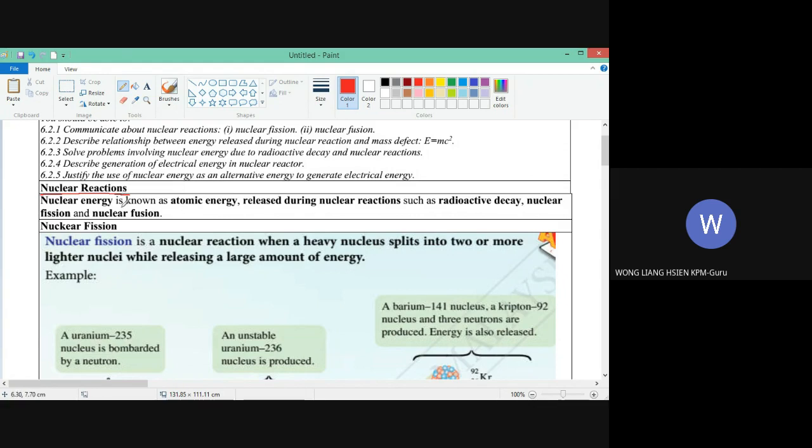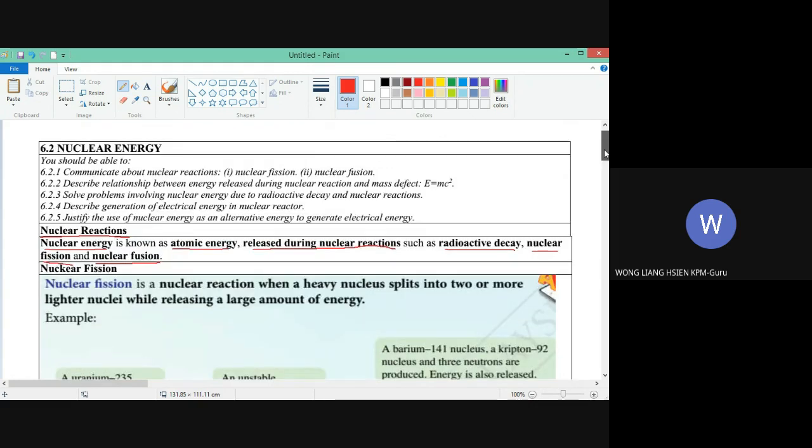Before that, we learn what is nuclear energy. So what is nuclear energy? Nuclear energy is known as atomic energy released during nuclear reaction, such as radioactive decay, nuclear fission, and nuclear fusion. Why do we call it atomic energy also? Because this nuclear energy is contained within the nucleus of the atom, right?